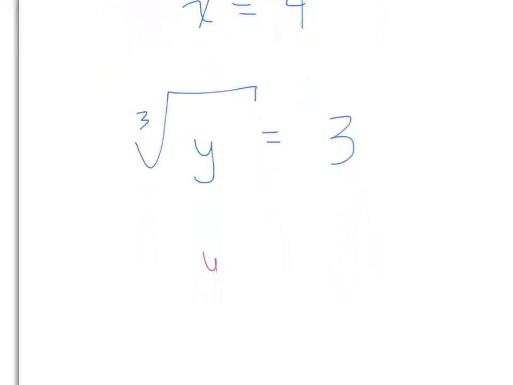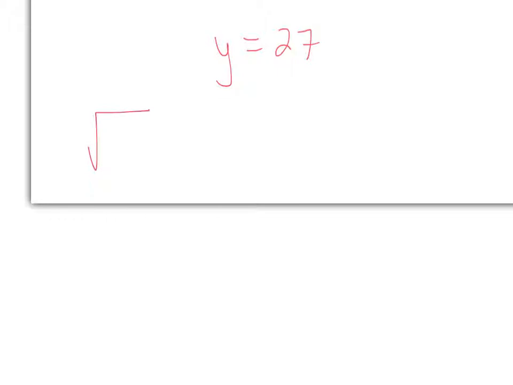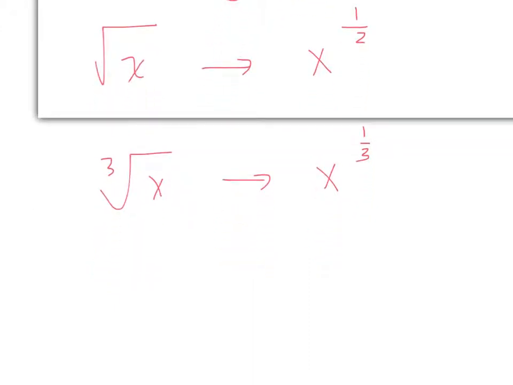Now, think about it this way. Whenever you have an index, it's like you have a power, but you have 1 over that power. Let me go through what I'm saying. If you have a square root, it's really the same thing as a 1/2 power. If you have a cube root, it's the same thing as a 1/3 power. If you have a 4th root, or in this case, let's say an nth root, meaning any integer for the index, it's really 1 over n.